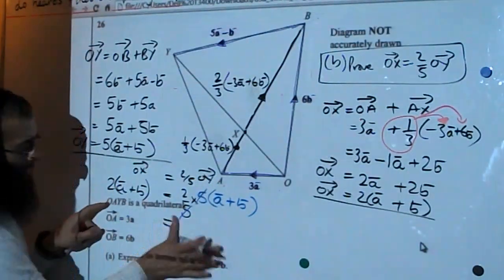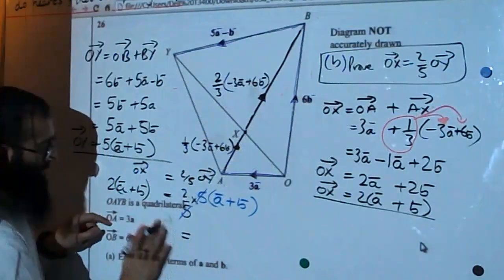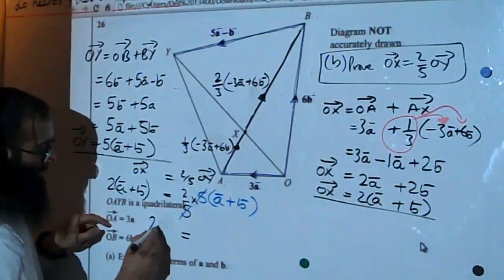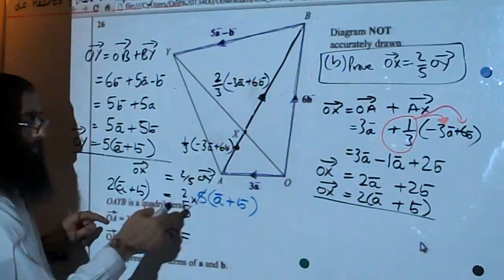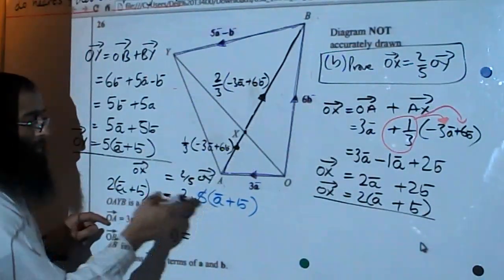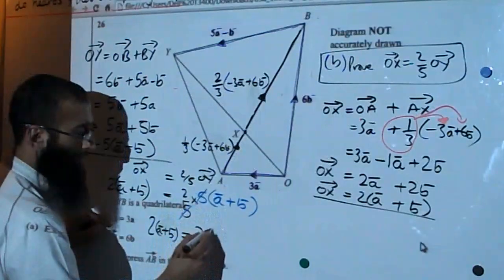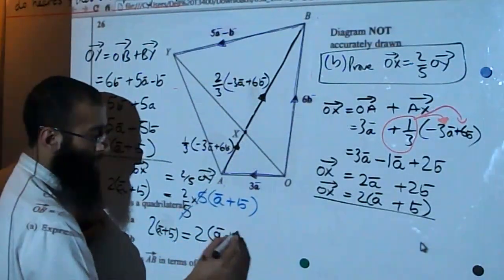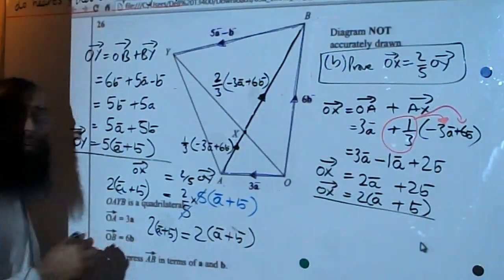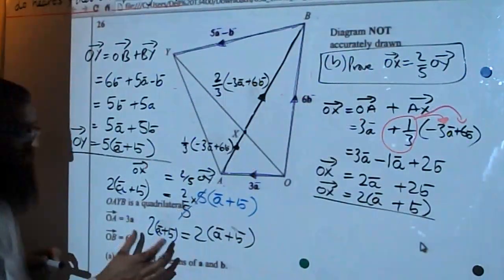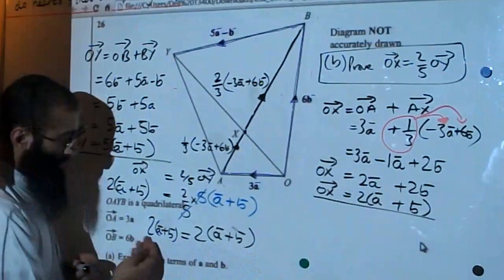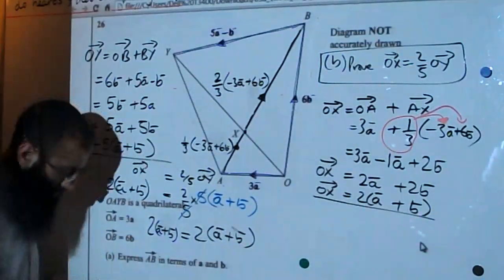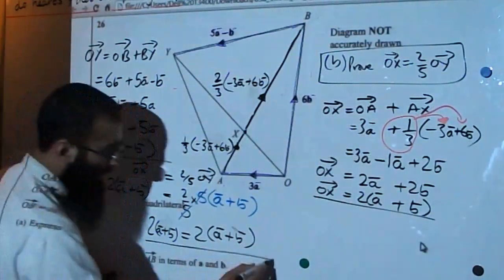So 2 is equal to 5 divided by 5 is 1, divided by 5 is 1. We're left with 2 brackets a plus b, and we have done it successfully. So we have proved that this, which is O to x, is equal to 2/5 of O to y, which, as you can see, the left and the right are equal to each other, and that is the end of that question.